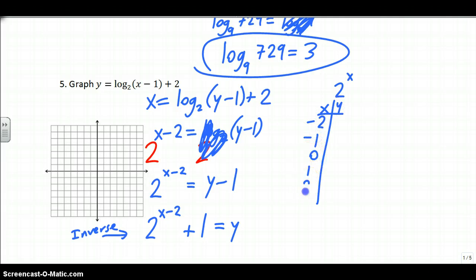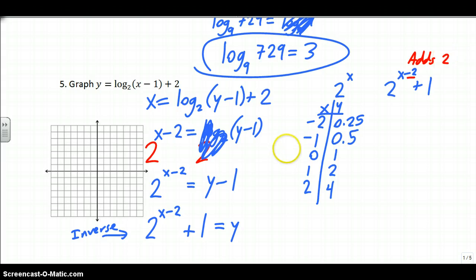Make a t-table. Okay. And then plug in numbers. 2 to the negative 2 should be 0.25. 2 to the negative 1 should be 0.5. And then 1, and then 2, and then 4. Right? Pretty simple. Now, we have to adjust it, though, because that's not what we want. We want 2 to the x minus 2 plus 1. Well, you remember this adds 2 to your x's. So we're going to take all of our x's and add 2. This adds 1 to all of our y's.